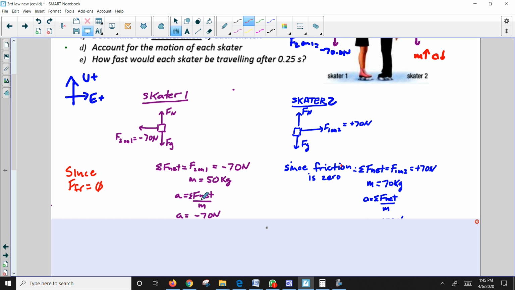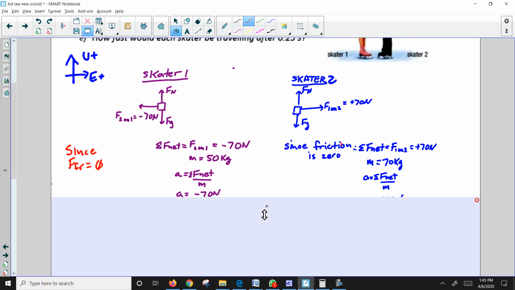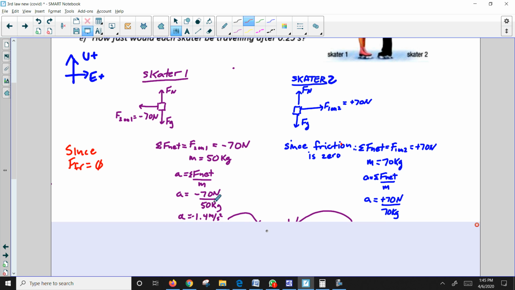So remember, the acceleration depends on the net force over the mass. So on each side, we can do the calculation. So 70 over 50 for this first skater. She has a lower mass, with an acceleration of 1.4 meters per second squared negative. So she's going westward. And now remember, the other side, he has a larger mass, and because of that, the acceleration is going to be a lot smaller. When you calculate it, it's only 1 meter per second squared. Again, this is because of second law.